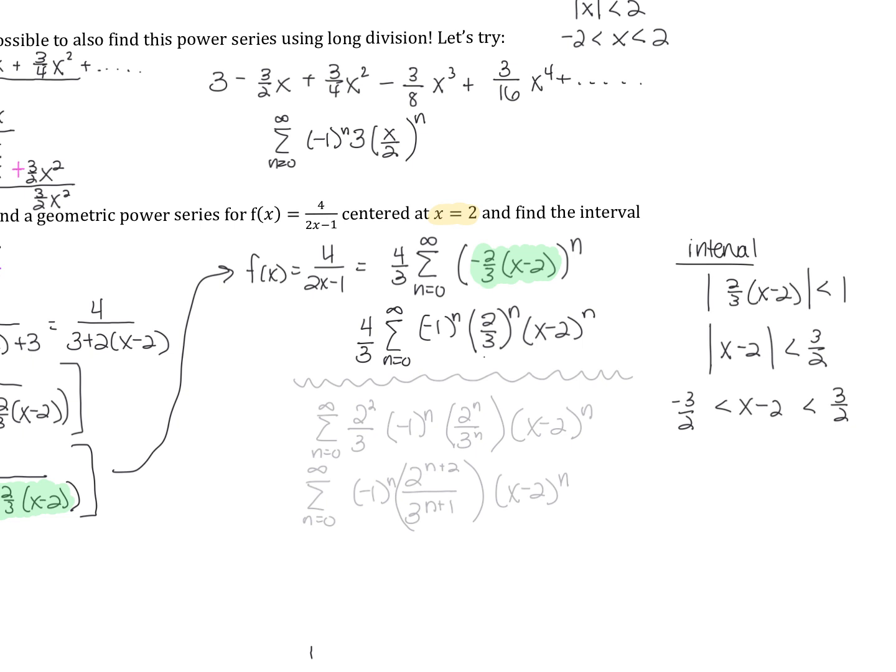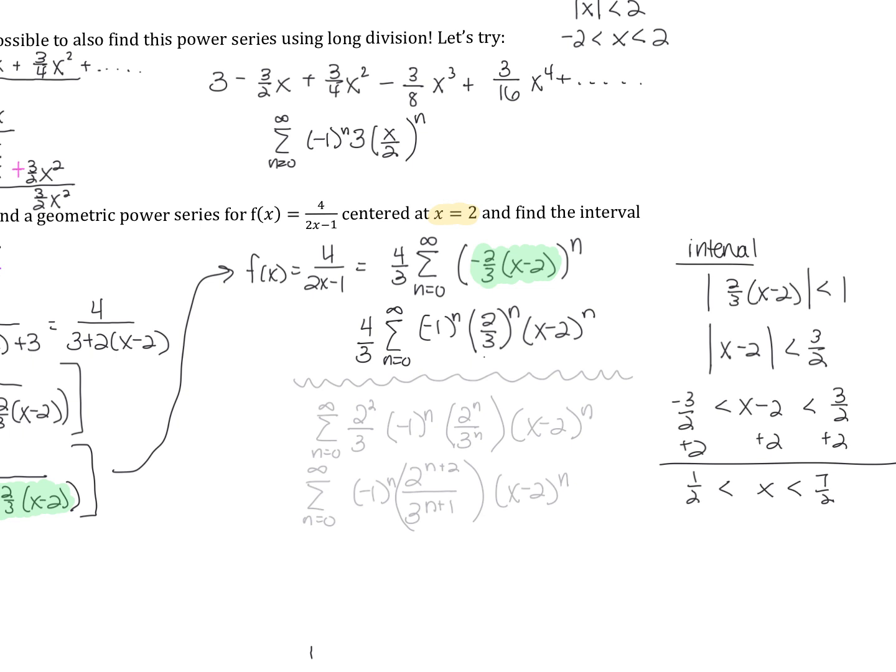And now I can add my 2. I can't add my 2 until I do that. So now I'm going to add my 2 to both sides. And if we add 2 to all sides here, 2 is 4/2, so negative 3/2 plus 4/2 gives me 1/2 is less than x is less than 4/2 plus 3/2, which is 7/2. So my interval of convergence goes from 1/2 to 7/2.